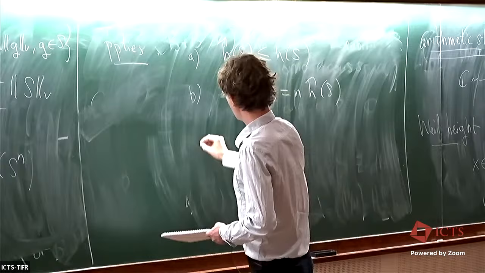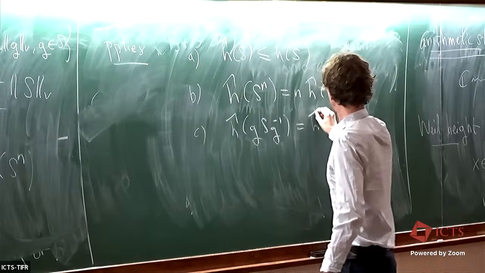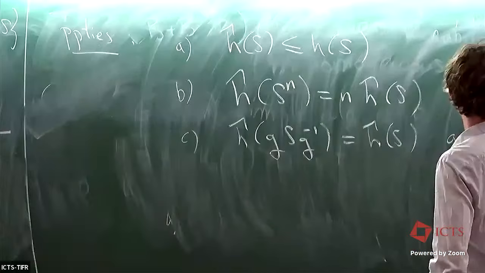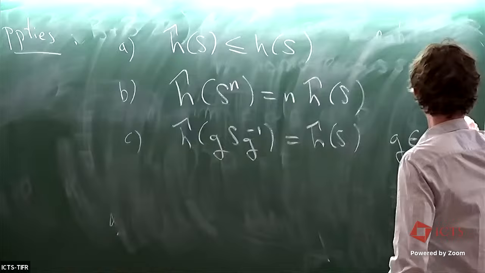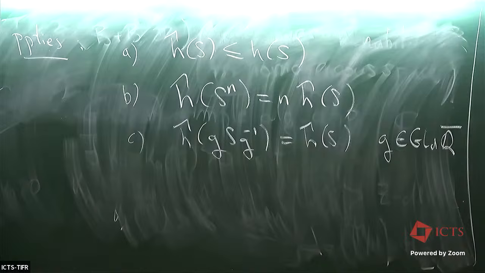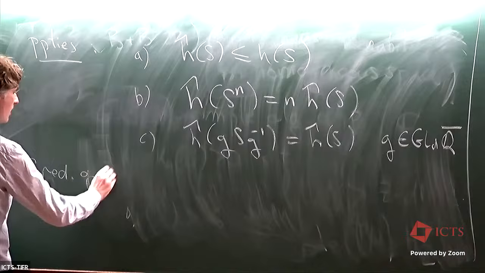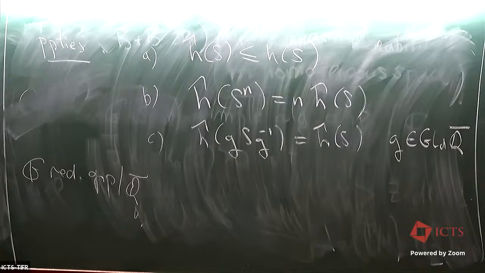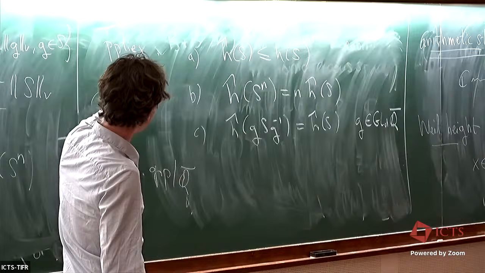It's conjugation invariant. If G is in GL_D(Q bar). And finally, if you have a reductive group G over Q bar. So it's not zero if and only if the group generated by S, if you're in GL_D, is zero if and only if the group generated by S is virtually unipotent.